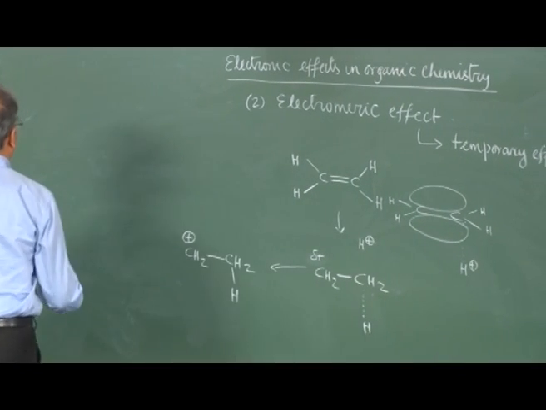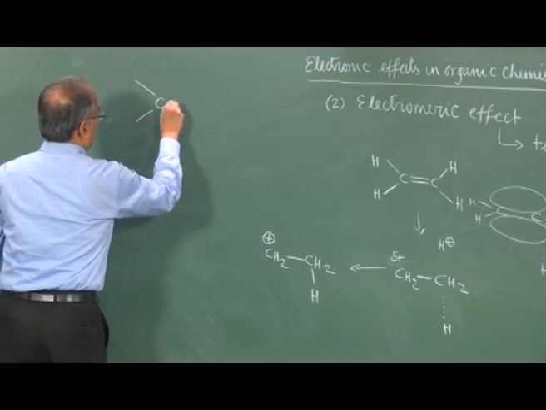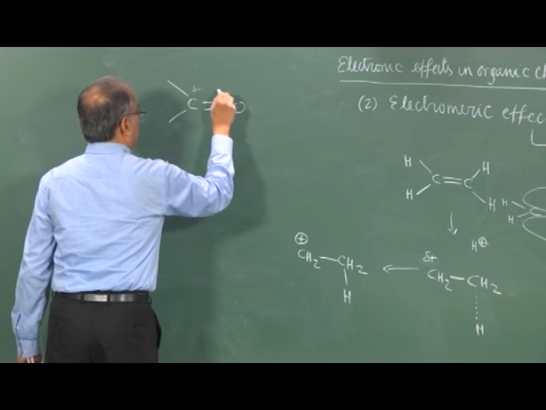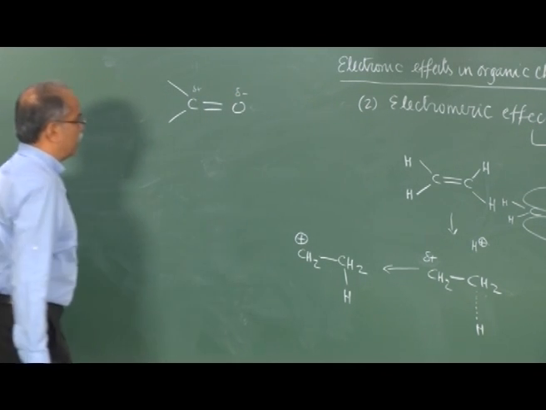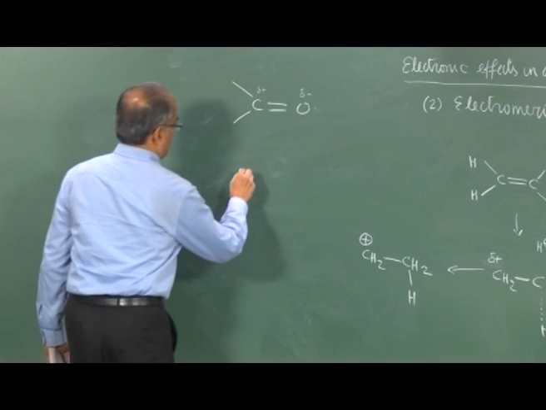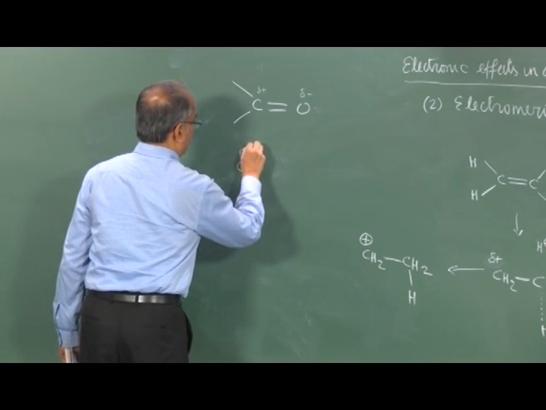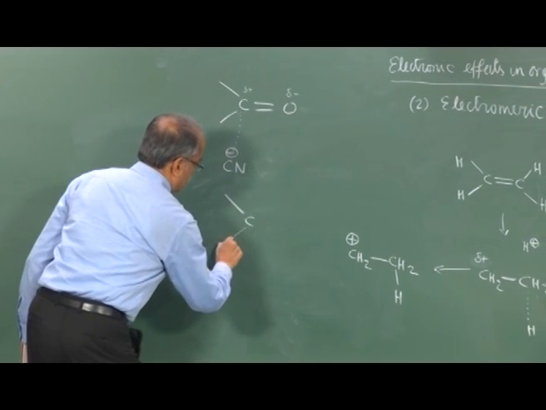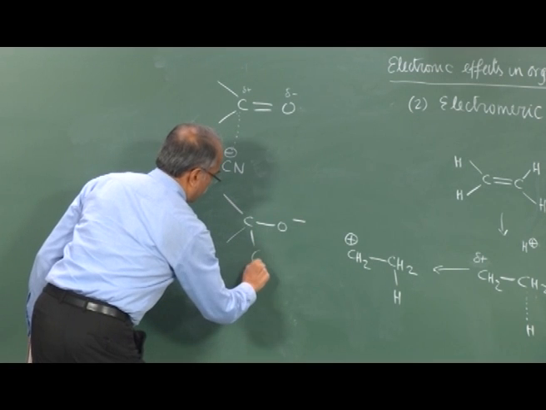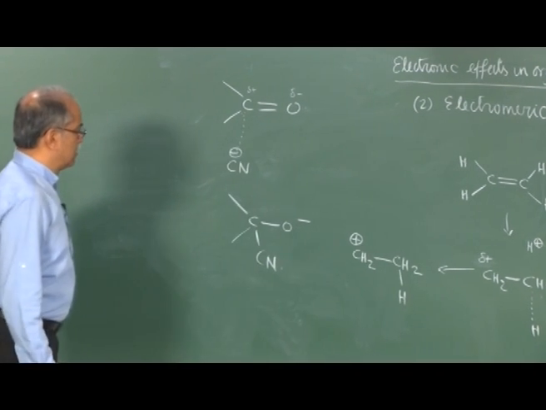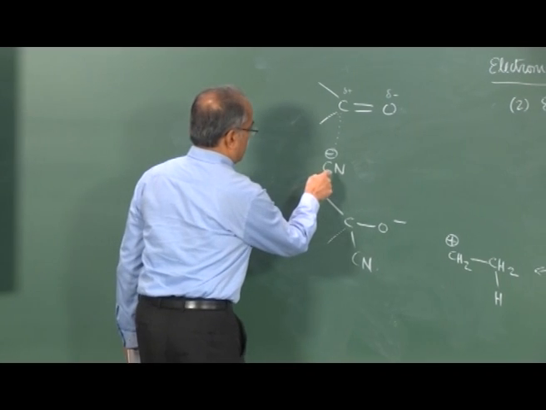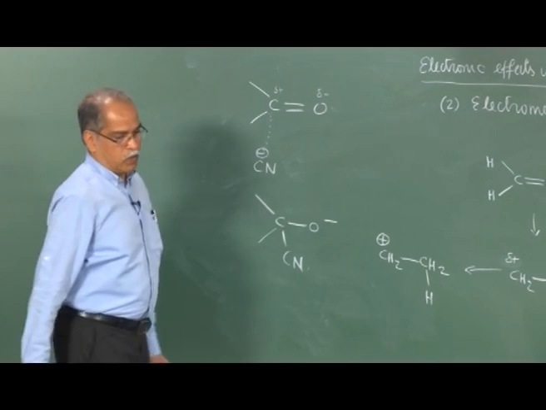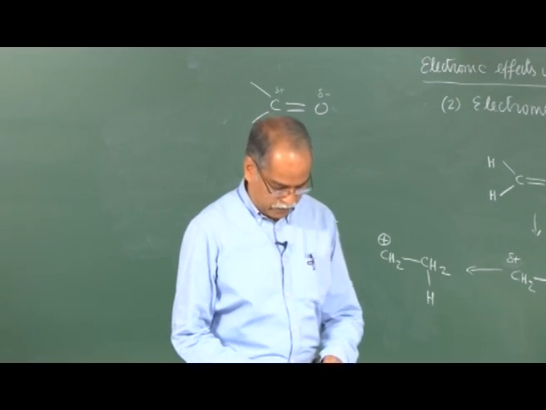Let me illustrate one more example. If you consider a carbonyl functional group, it already has a dipole moment because of the electronegativity difference between the carbon and the oxygen. Suppose a cyanide group is approaching here; this will essentially form a cyanohydrin like this. But during the course of the approach of the cyano group, this polarization becomes more and more, and that is what is known as the electromeric effect that we are referring to.